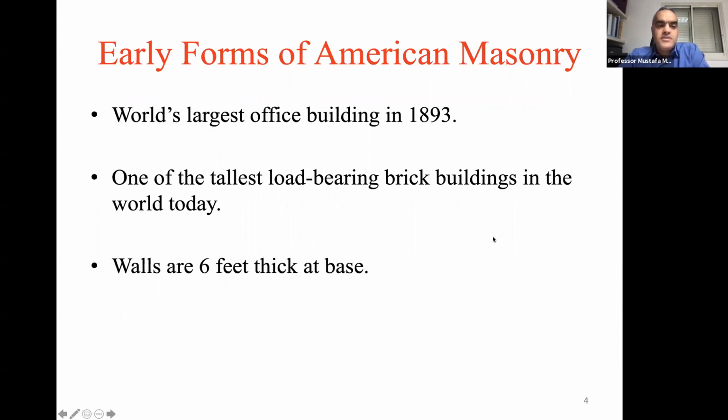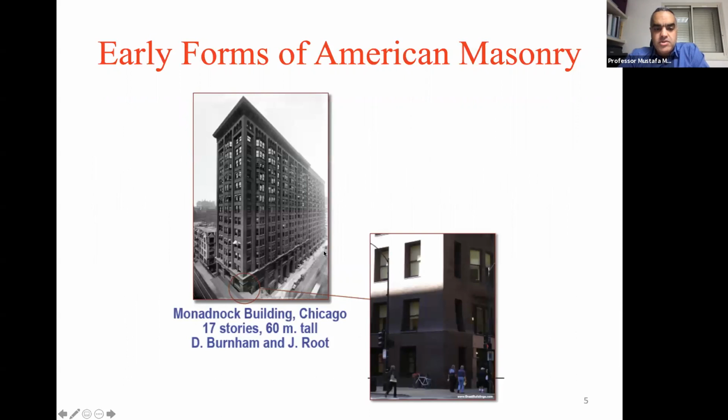So the world's largest office building was built in 1983. And it's one of the tallest load-bearing brick buildings, and it's in Chicago. And it's shown in this figure here. And the walls at the base, or the first floor, these walls here, they are 6 feet thick. Okay, so it's a load-bearing structure. It's masonry, and it's been known as an icon building for masonry structures.